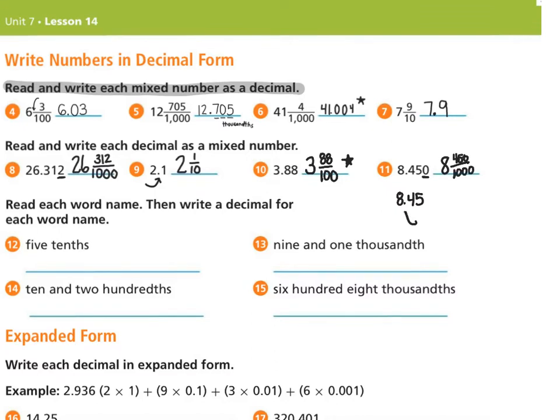If you wanted to write this one as a mixed number, just as an extra challenge, you would say 8 and 45 hundredths. Give yourself a star if you got your mixed number correctly.